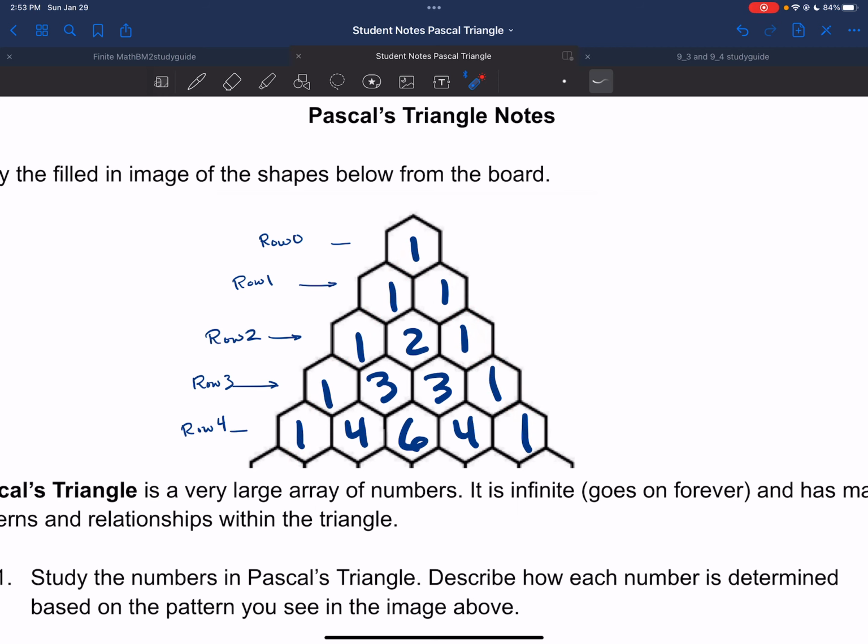So when I get to something like 2, it's the addition of 1 plus 1, and that's how I got 2. To get 3, it's 1 plus 2. And then again, this is 3 from 1 plus 2. 4 comes from 1 plus 3. 6 comes from 3 plus 3. So we definitely have a pattern there.